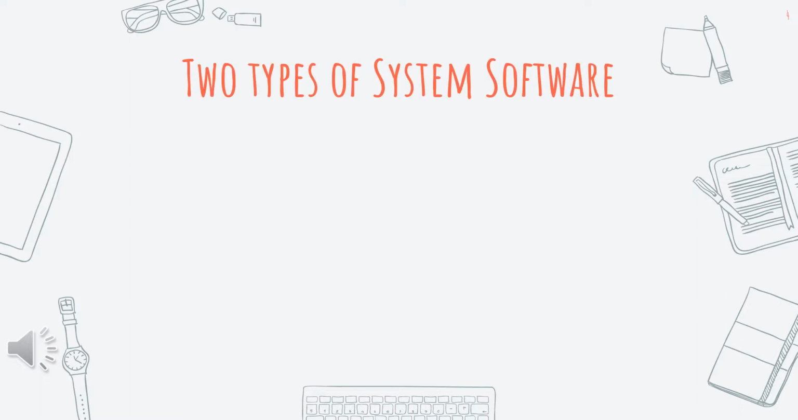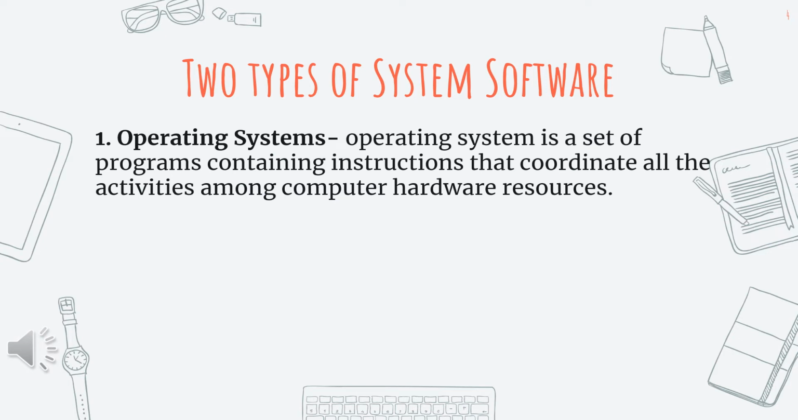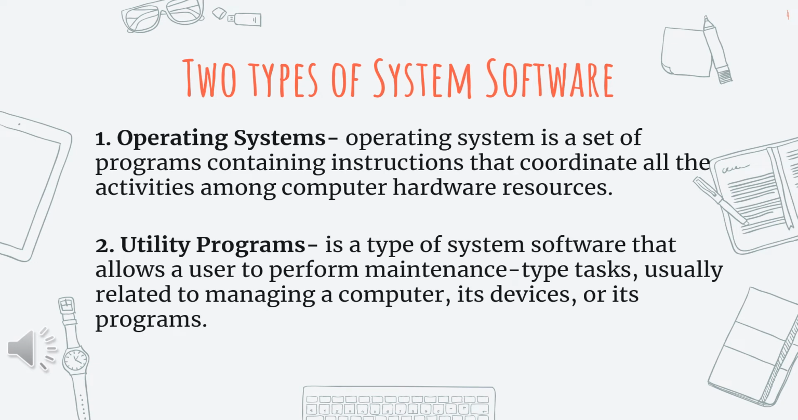Two types of system software. 1. Operating systems. An operating system is a set of programs containing instructions that coordinate all the activities among computer hardware resources. 2. Utility programs. It is a type of system software that allows a user to perform maintenance-type tasks, usually related to managing a computer, its devices, or its programs.